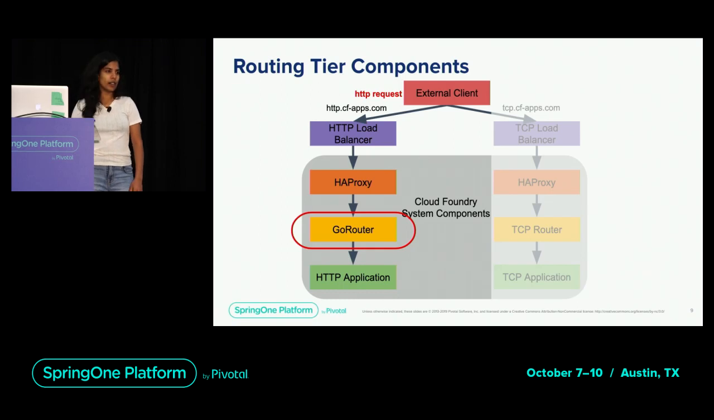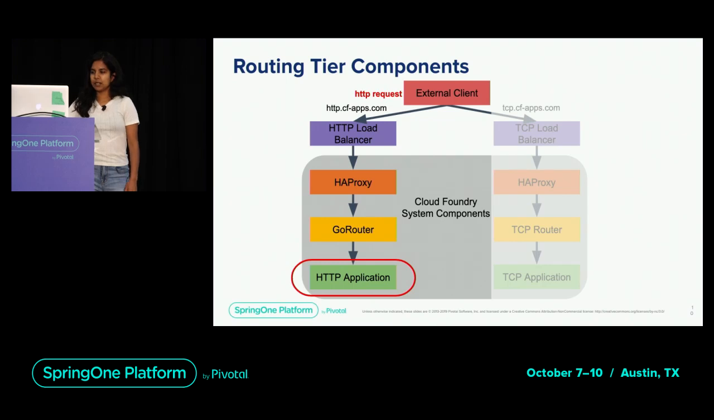So then you have Go router. Go router is a layer 7 HTTP router that handles connections to your application backends. So it has a series of handlers that will run and process your request before it then makes a new request to the backend. And it can also route you to other CF components like the API. And ultimately, you reach your app.